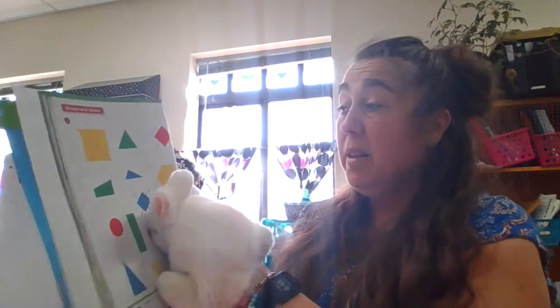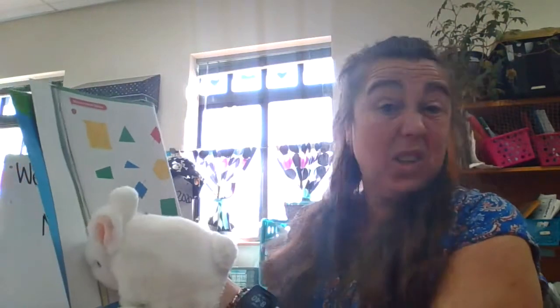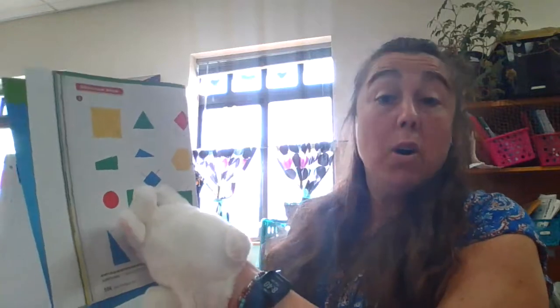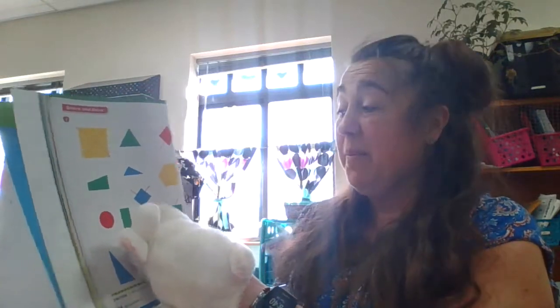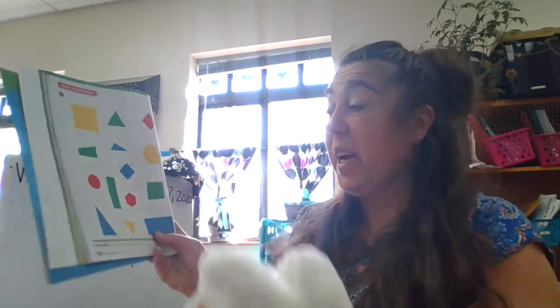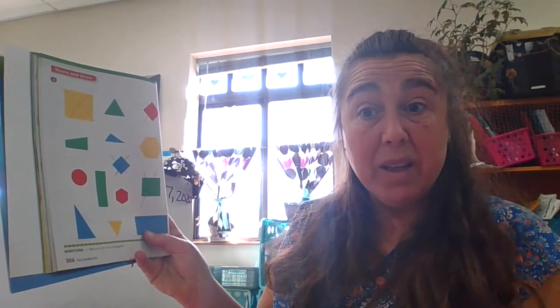Oh, nope. Triangle, hexagon, circle, rectangle. The blue one is a square. The green one is a square. And those are the only squares that are in there.